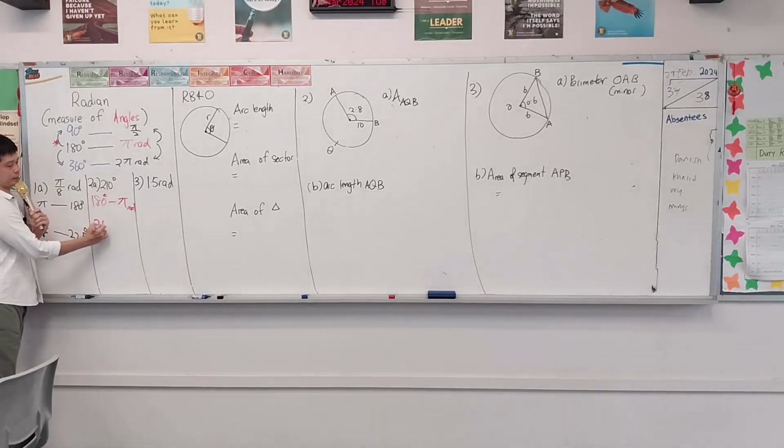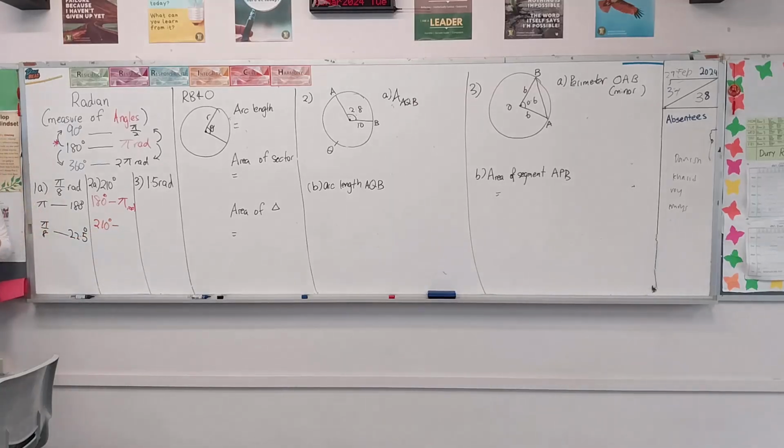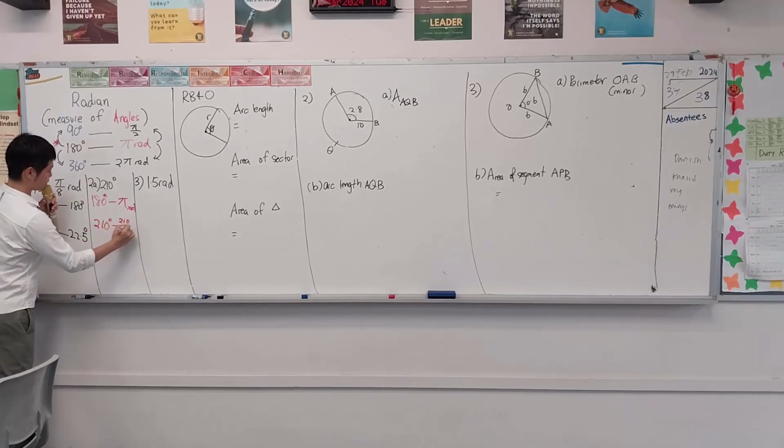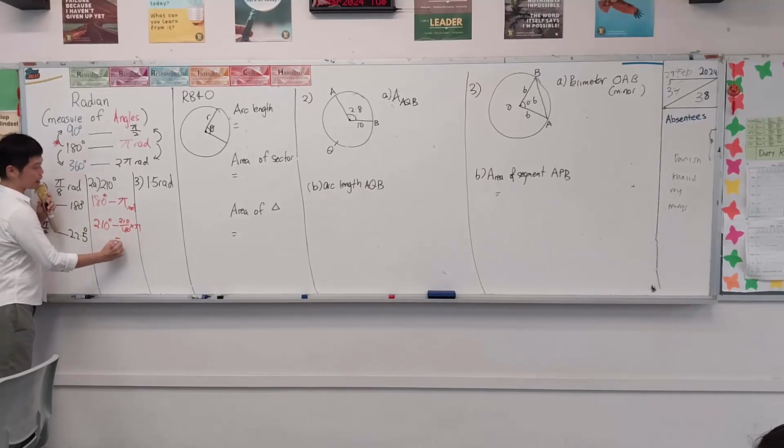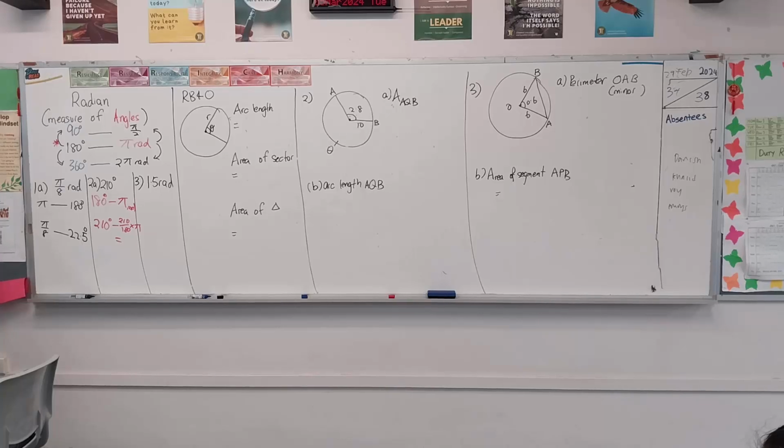So 210 degrees. Do you remember how to do this type of proportion question? You take 210 and then you divide by 180. Very good. 210 divided by 180 and then you times pi. Now you can leave your answer in pi or you can leave your answer in decimals. It is all up to you. Okay, and the answer is 3 point something, right? But if you leave in terms of pi, that means you only press this part.